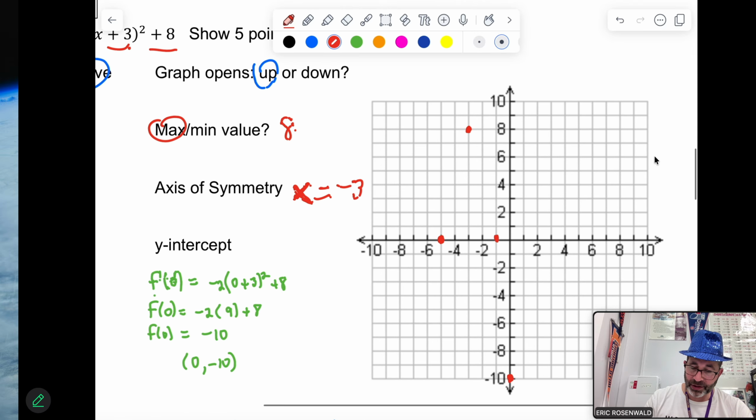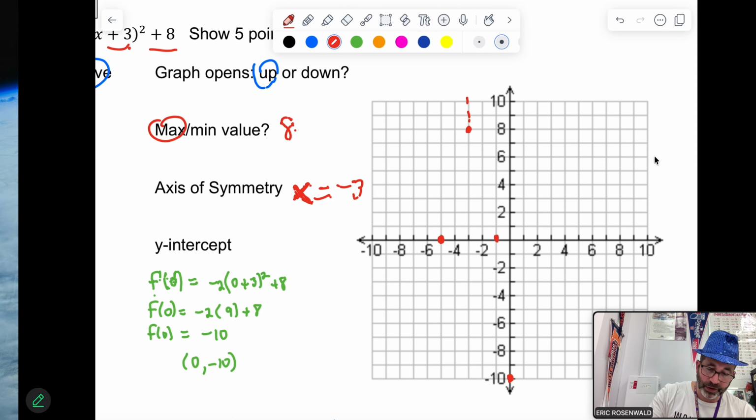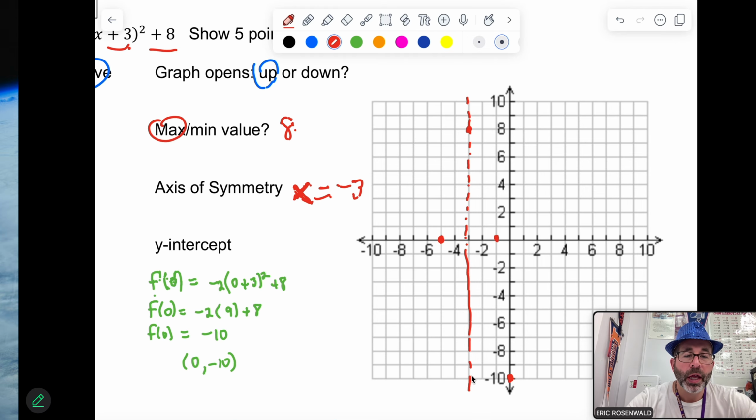We have an axis of symmetry at x equals -3. Now I want you guys to notice something here. With the axis of symmetry, remember that all the points across or away from my axis of symmetry should be the same distance. So it's 2 in this direction, it's also 2 in this direction. So you see how I've got 3 away in this direction? To get my 5th point, we go 3 in the other direction as well. And there's my 5th point right there.